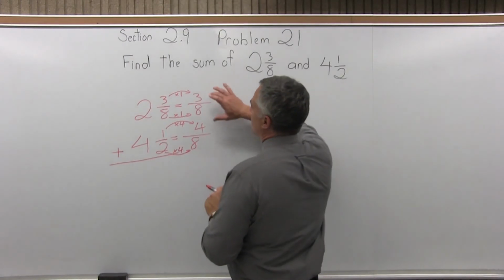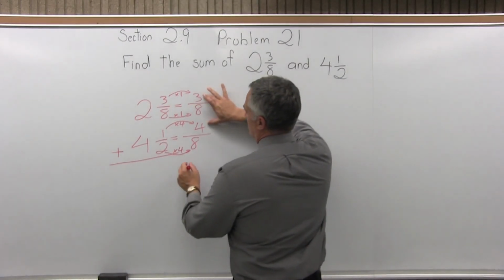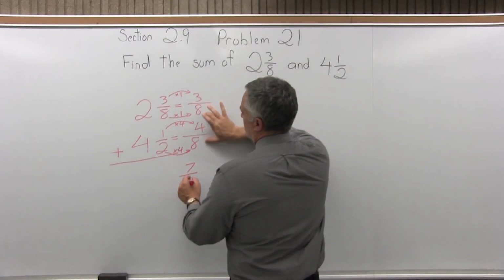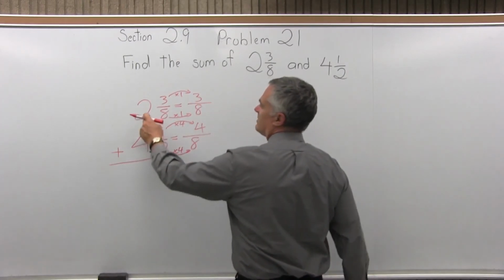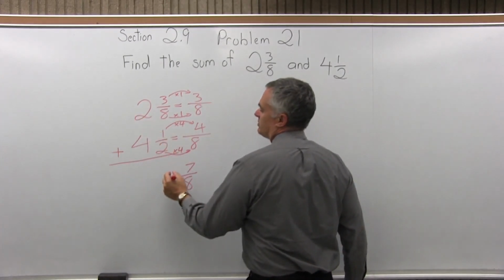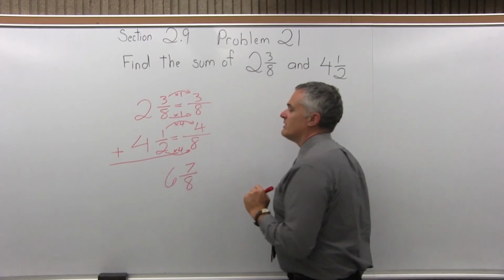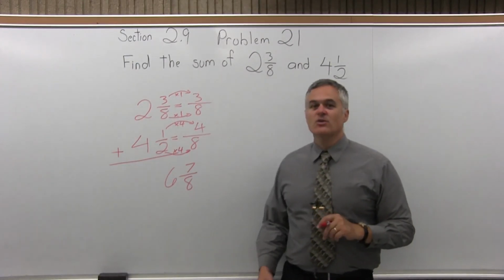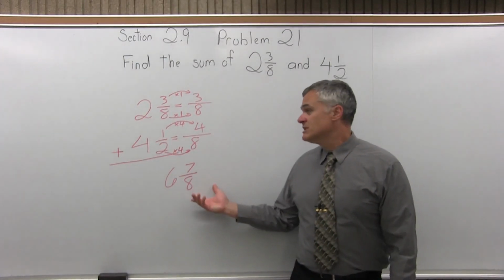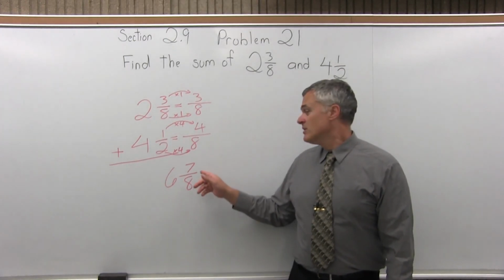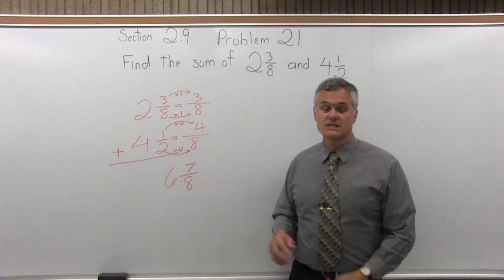Now I can add my numerators. 3 plus 4 more is 7 over my common denominator of 8, 7/8. Don't forget about the whole numbers in front. 2 plus 4 more is 6. So I have 6 and 7/8. Now you want to check to see, can that be reduced? And the answer is no, that won't reduce. So we're done. That is the final answer, 6 and 7/8.